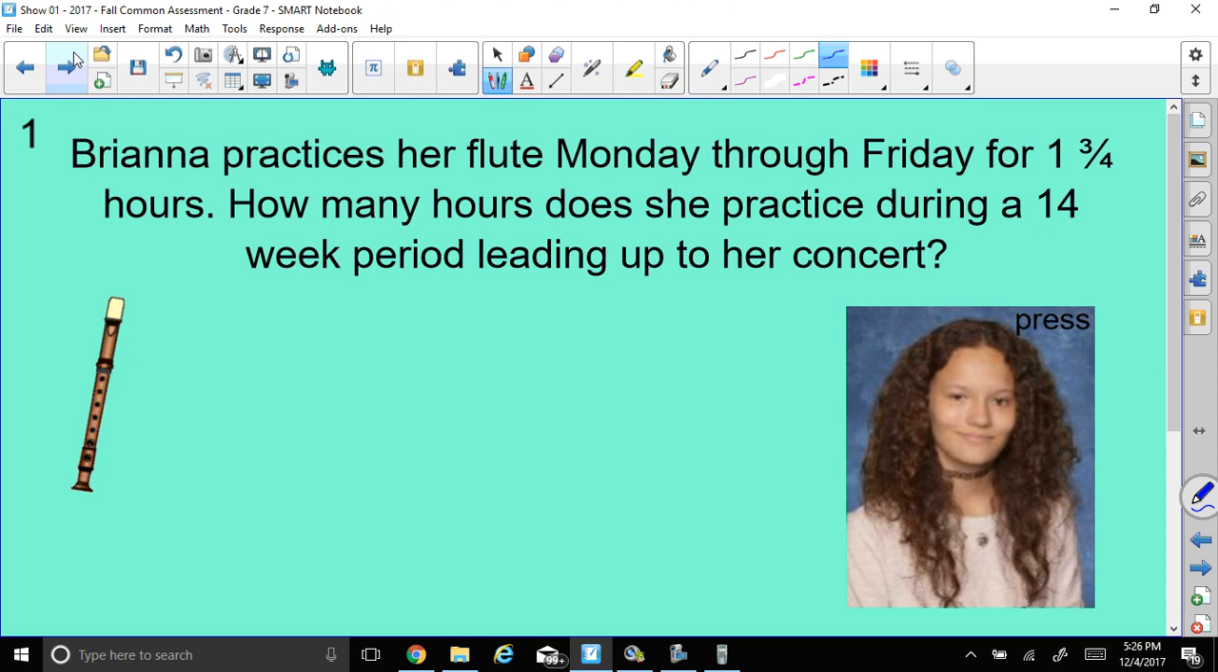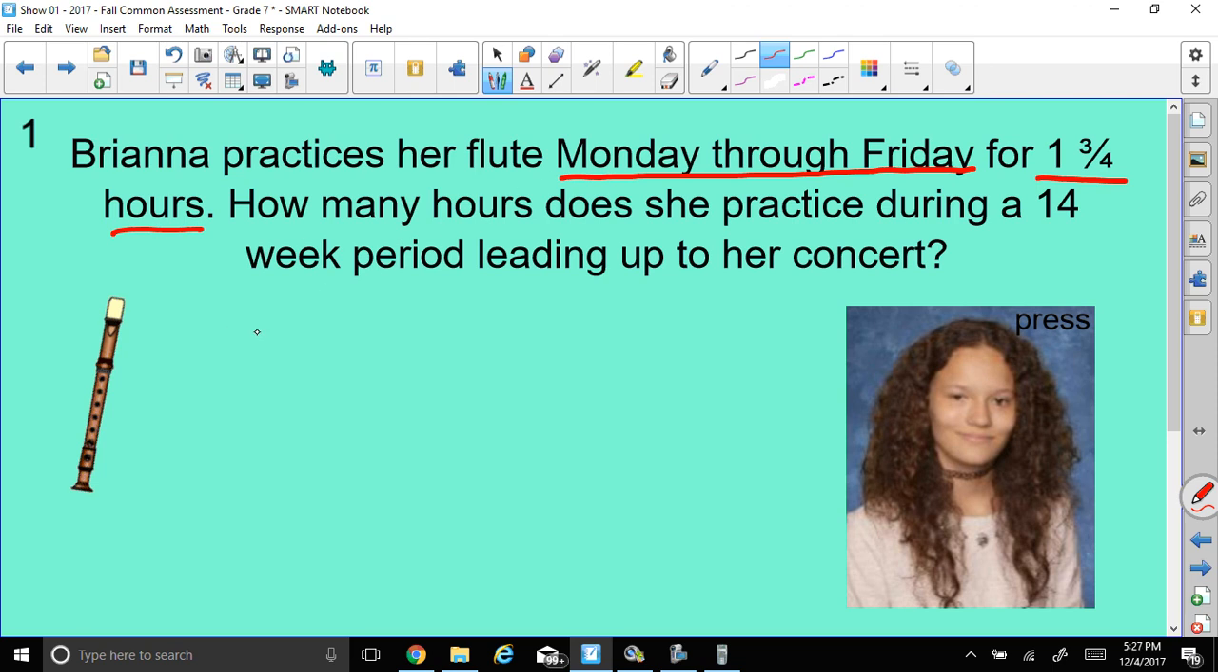Okay, let's get going. Here's our first question. Brianna practices her flute Monday through Friday for 1 3/4 hours. How many hours does she practice during a 14-week period leading up to her concert? Okay, all right, Brianna, let's do a little text coding. So we have her practicing from Monday to Friday for an hour and 3/4 hours. So almost 2 hours. So I noticed she didn't practice on weekends.